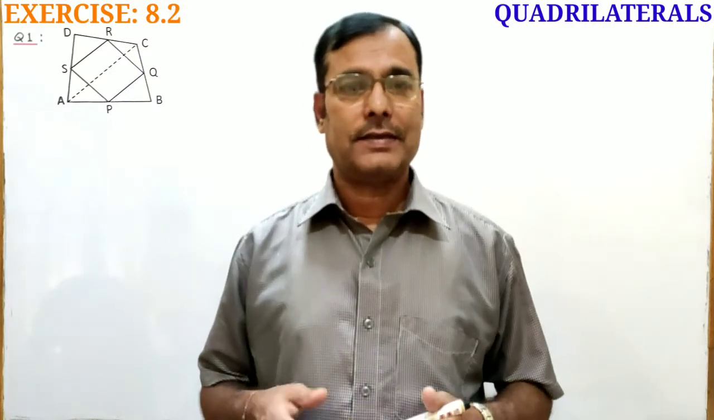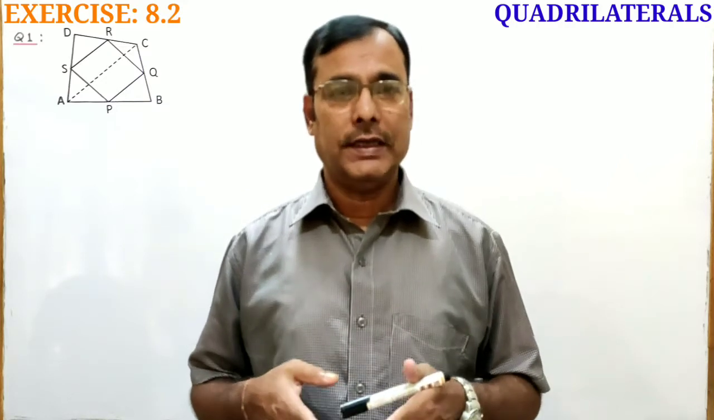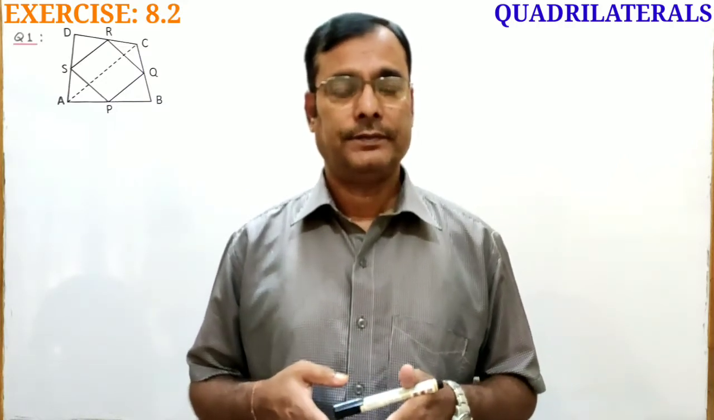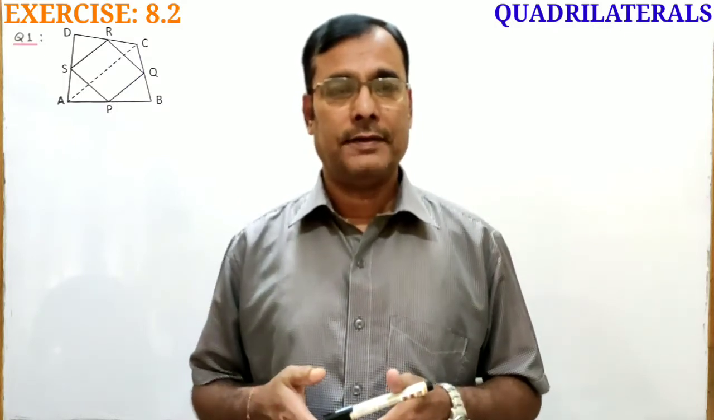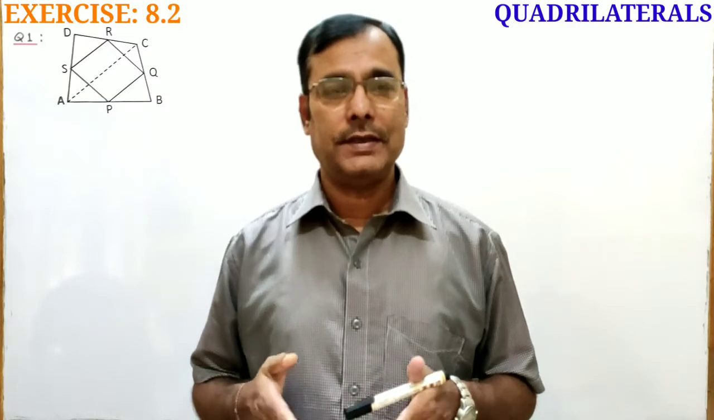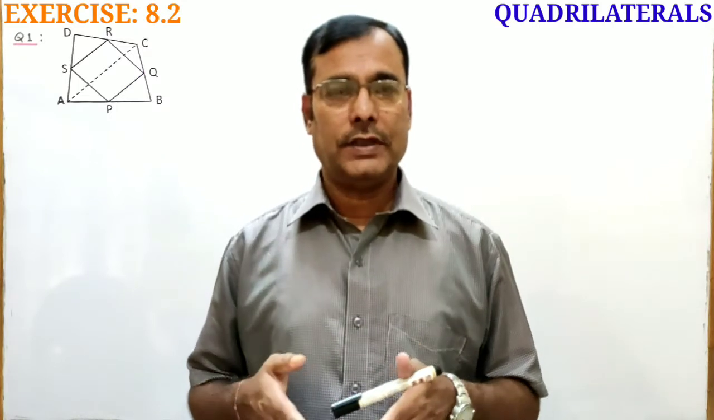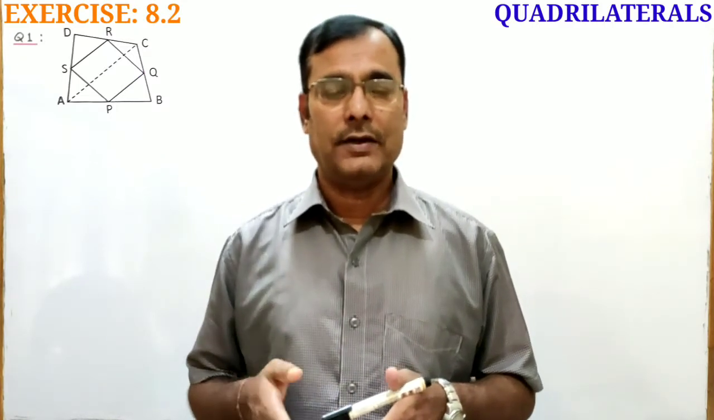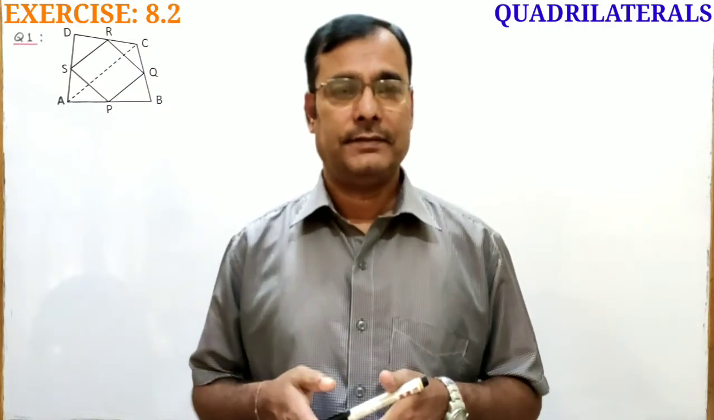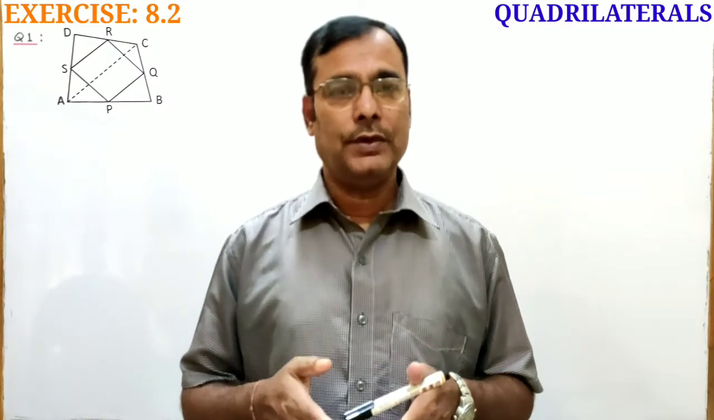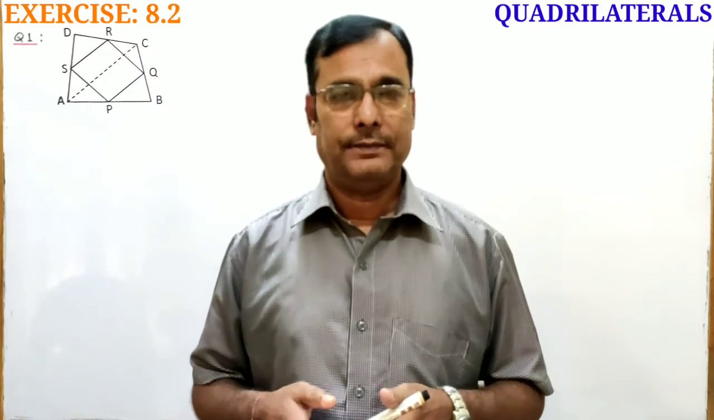Now let's start exercise 8.2. Question number 1. ABCD is a quadrilateral in which P, Q, R and S are midpoints of sides AB, BC, CD and DA. AC is a diagonal so that SR is parallel to AC and SR is equal to half AC. Also prove that PQ is equal to SR and PQRS is a parallelogram.